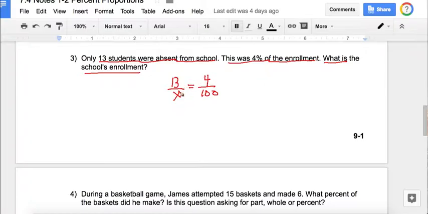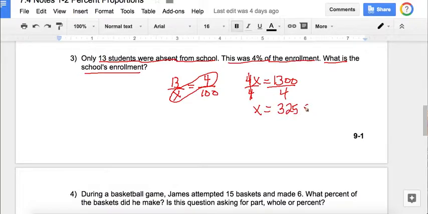So they want to know what is the school's enrollment. So they're looking for the whole. So 4 times x is 4x. 13 times 100 is 1,300. And you divide both sides by 4. And of course, the answer is 325 students.